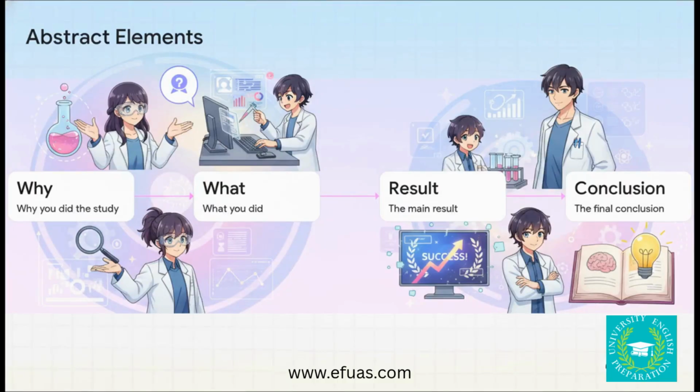Next is your abstract. This is just a one-paragraph summary of your entire paper. And here is a huge pro tip for you. Write this last. I mean, you can't really summarize an experiment you haven't fully written up yet, right? When you do write it, make sure it cleanly hits 4 specific requirements. State why you did the study, what you did, what the main result was, and finally, your overall conclusion. It's basically the elevator pitch for all your hard work.